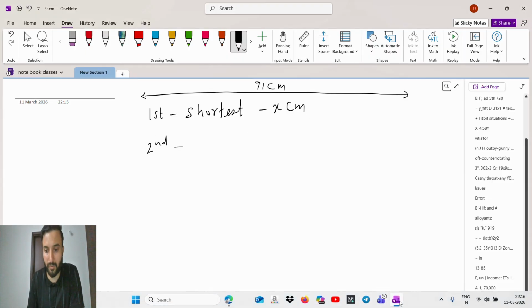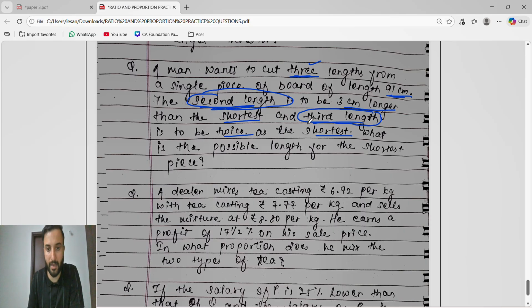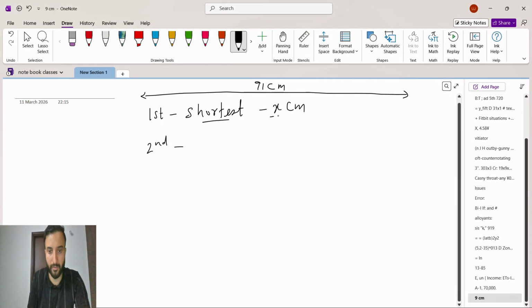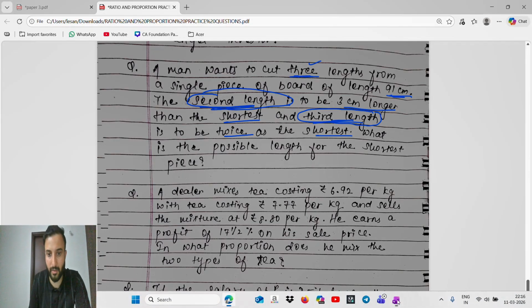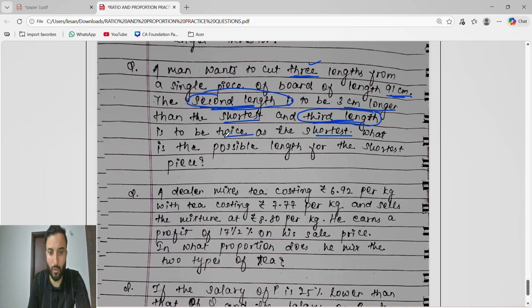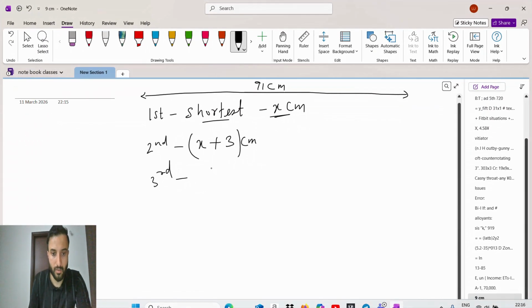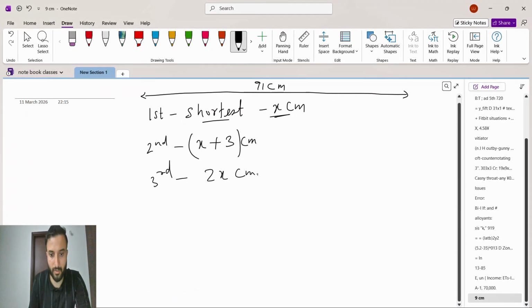Because they talked only about the second length and third length. They didn't mention the first length. The first length we will take as the shortest, x. The second length is 3 centimeter longer than the shortest. So the shortest I take as x, and 3 centimeter longer than the shortest, so x plus 3 centimeter. Then the third length is twice the shortest, so 2x centimeter.